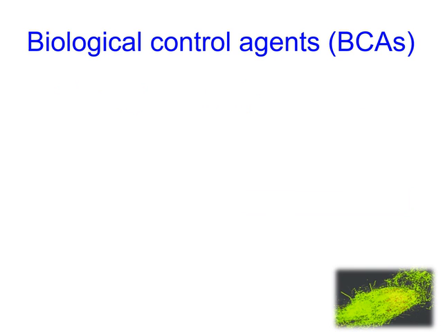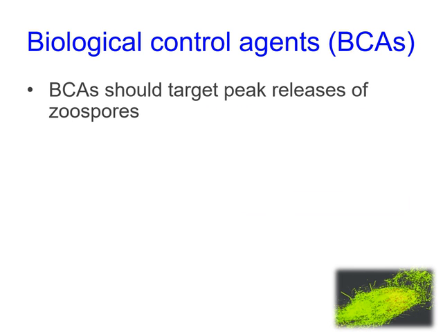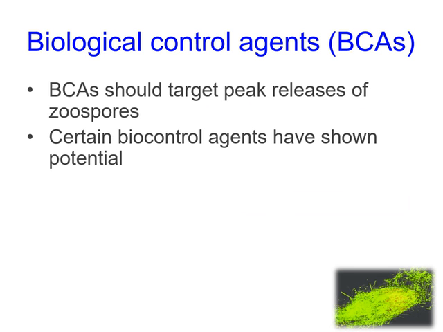The other option that has been considered and been shown to be quite effective in the field is the use of biological control agents, or BCAs. And these BCAs target the peak releases of zoospores. So there are certain biocontrol agents that have shown potential in the past and that are currently being used in various countries throughout the world, including South Africa, to manage clubroot on brassica crops.